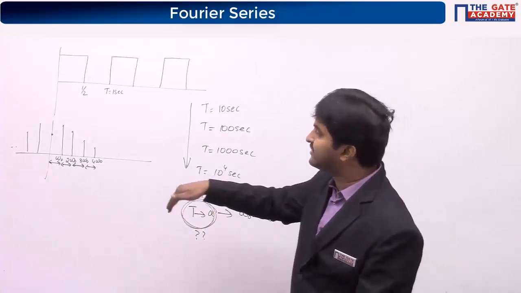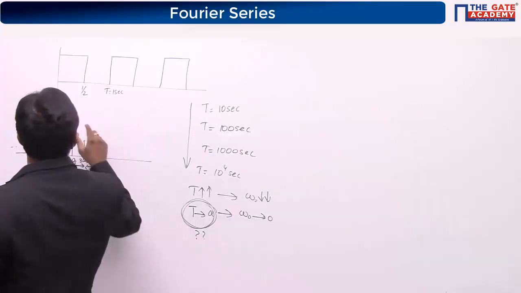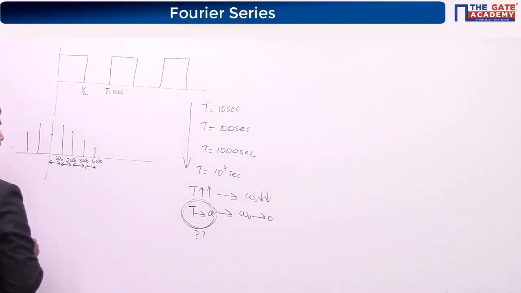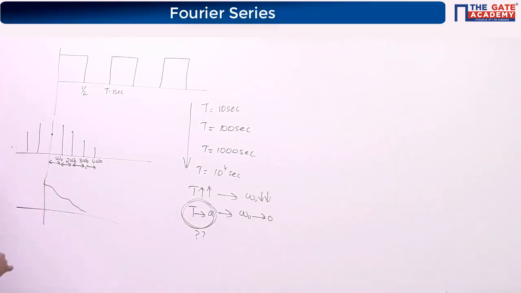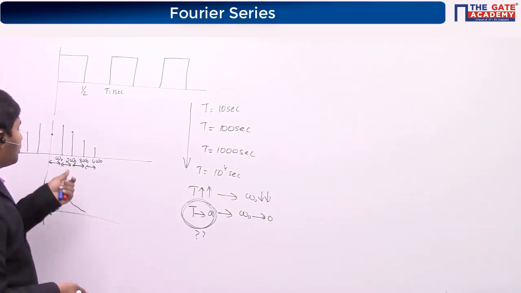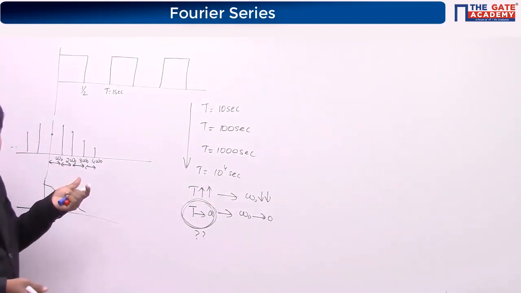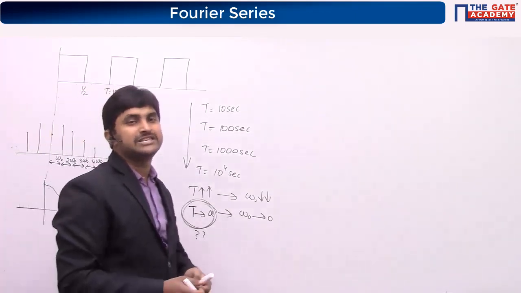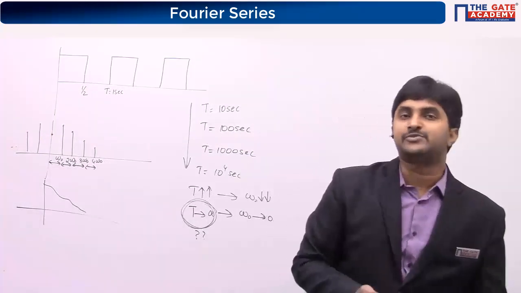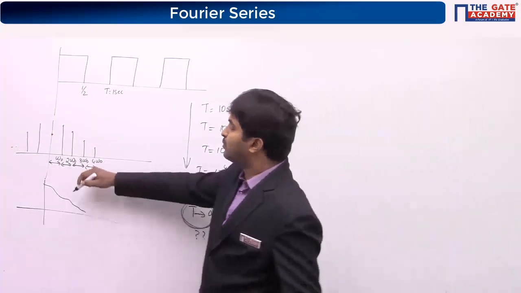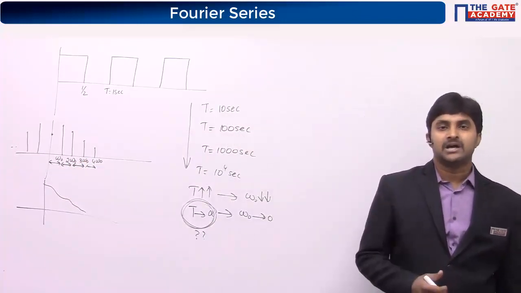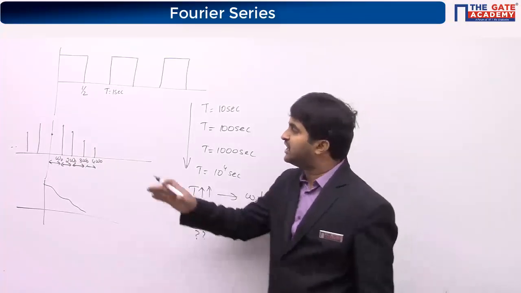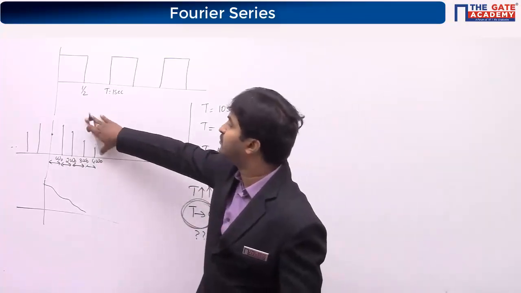One interesting thing that happens in the spectrum here is that omega naught tends to 0. If omega naught tends to 0, it means there is no spacing between the different samples, because omega naught is nothing but the spacing. If the spacing tends to 0, it is now going to become continuous. Initially the spectrum was discrete.